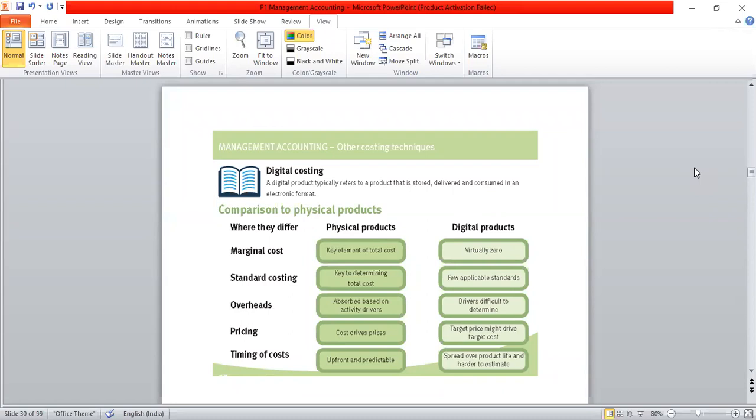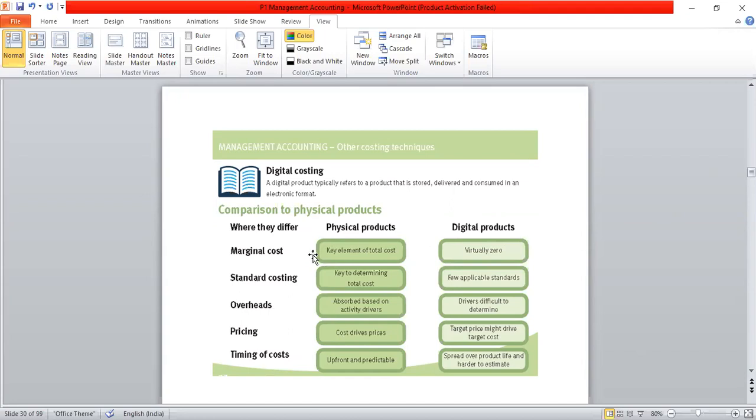So what is the comparison with physical products? The point of difference between a physical product and a digital product. We see marginal cost, a key element of the total cost. There are no marginal costs here. What is a marginal cost? Marginal cost is a variable cost. See, the accounting is done in the electronic format. So, technically speaking, they are zero.